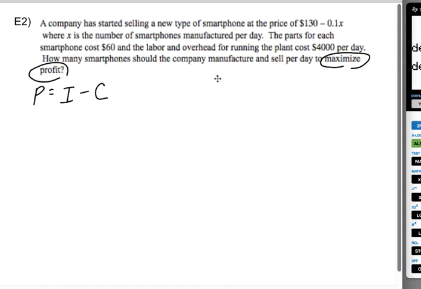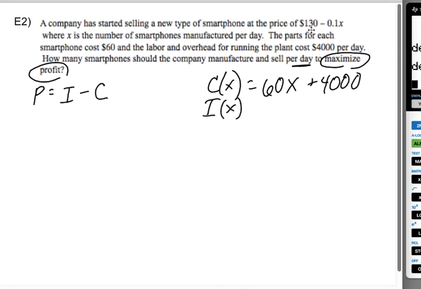So let's look at what the cost is. The cost in terms of x is $60 per phone, and again, all of this is daily. Daily profit, so daily cost, daily income. So the cost is the $60 per phone plus the $4,000 that you have to pay just for the single day. The income that they are making for each phone is 130 minus 0.1x. So each phone is 130 minus 0.1x. That's the price times x phones.